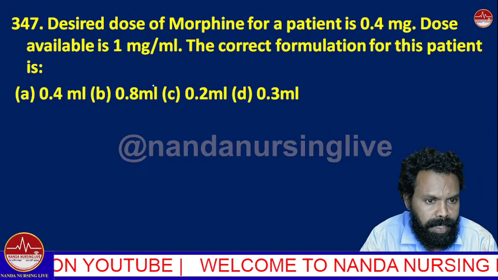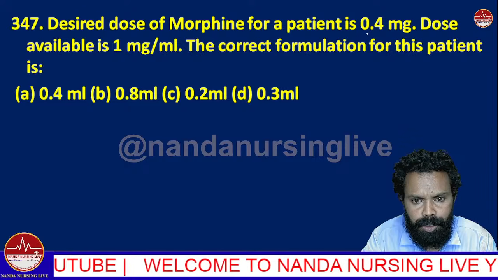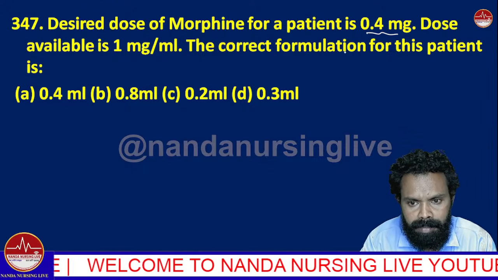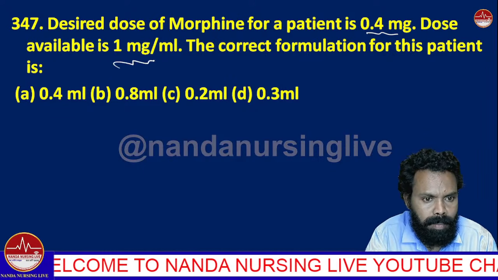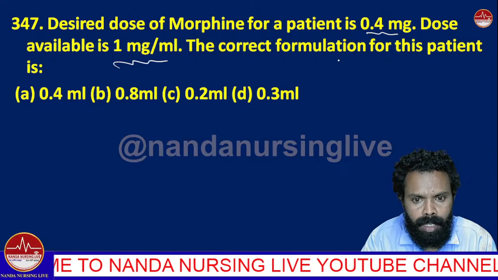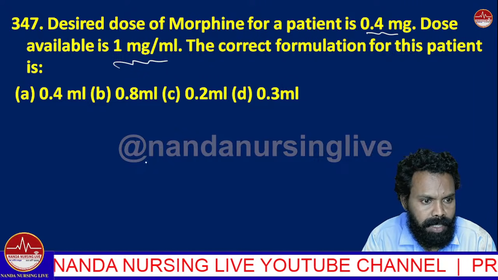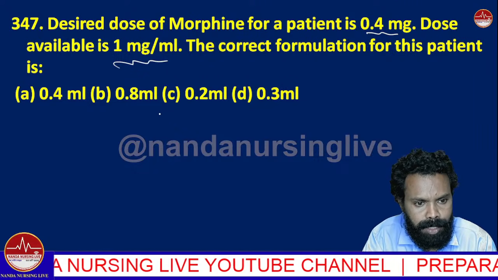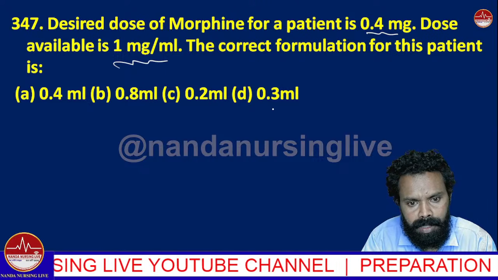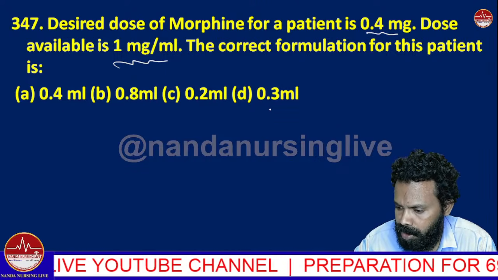Question number 347. The desired dose of morphine for a patient is 0.4 milligram. The dose available is 1 milligram per ml. The correct formulation for this patient is option A 0.4 ml, option B 0.8 ml, option C 0.2 ml, option D 0.3 ml. So which option is the correct answer?